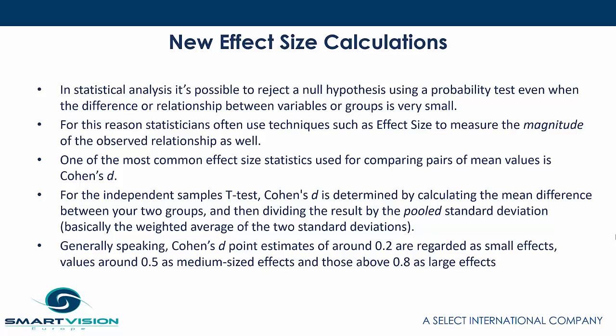Now, generally speaking, most statisticians regard Cohen's d point estimates, or Cohen's d values, of around 0.2 as quite small differences. It's a kind of standard scale, if you like. It says this is quite a small difference, whereas values around 0.5 would be regarded as quite medium-sized effects, and those above 0.8 as large effects. So they're almost like interpreting them in the same way that one would interpret a correlation value. Let's have a look at how that presents itself within SPSS.